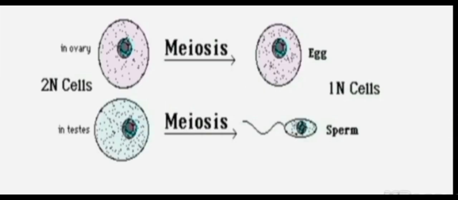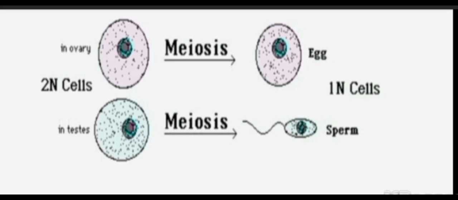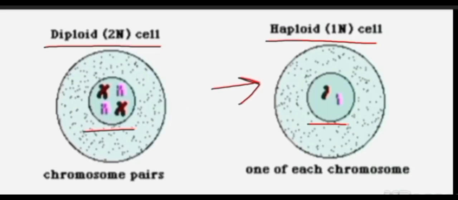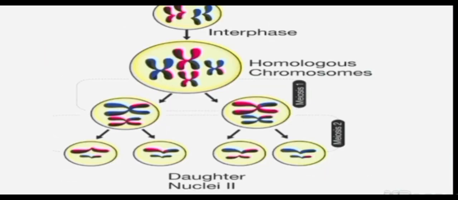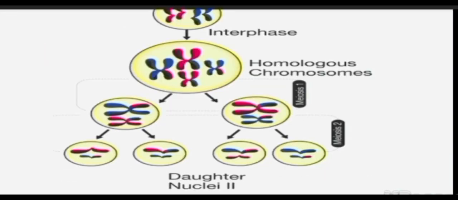Meiosis. Meiosis is the special type of cell division in which the number of chromosomes in the daughter cell is reduced to half as compared to the parent cell. You can see this is a diploid cell which would be converted into a haploid cell via the process of meiosis. That diploid cell has double the number of chromosomes and the haploid cell has half the number of chromosomes. This is the general overview of meiosis.